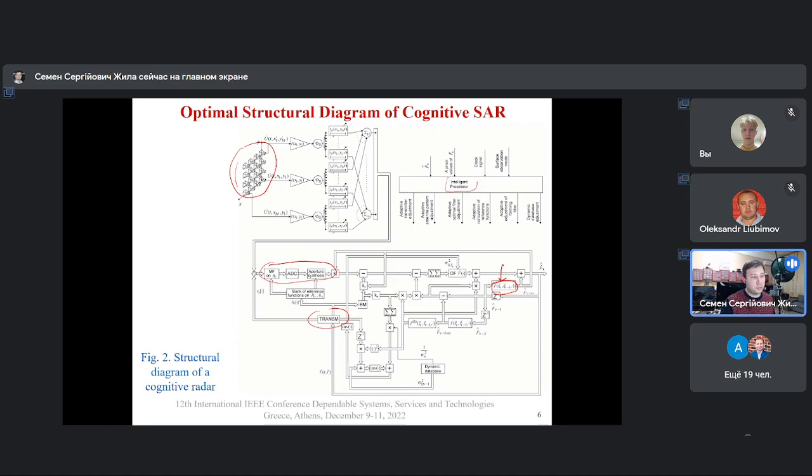It's an intelligent processor. It's mentioned here that it takes into account the clock signal, the surface observation model, previously measured parameters, a priori values of our parameters, and others. And then this intelligent processor controls the transmitter, receiver, antenna pattern, and different functions. Okay, these are almost all the main parts of a cognitive radar.